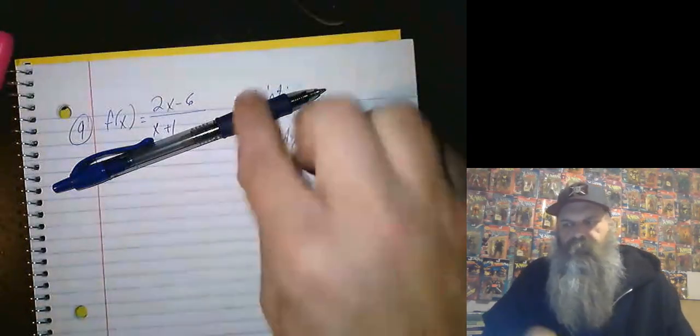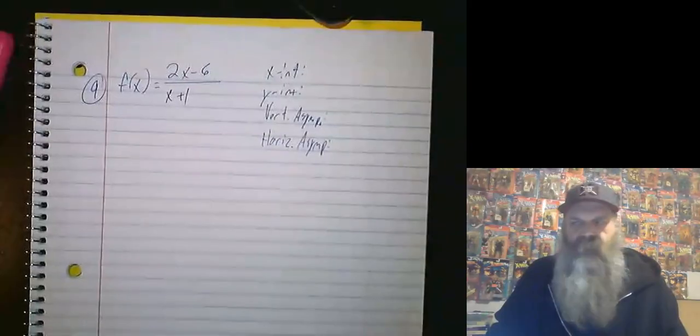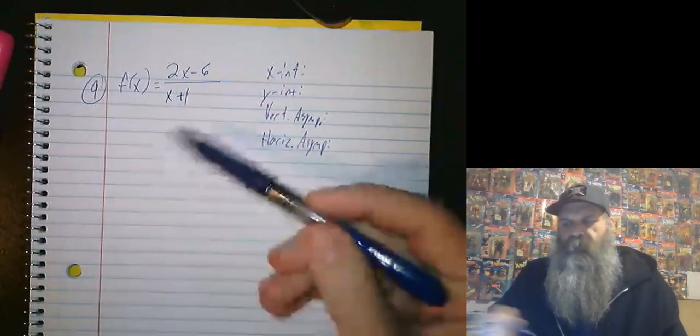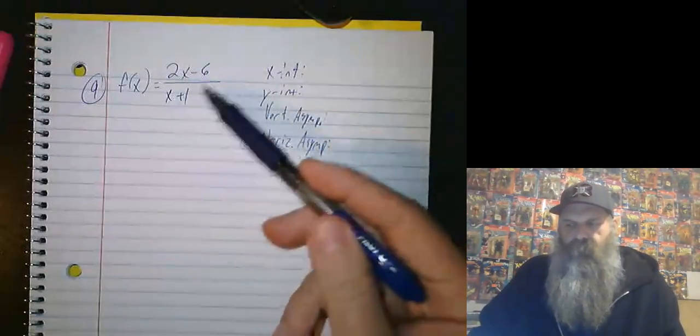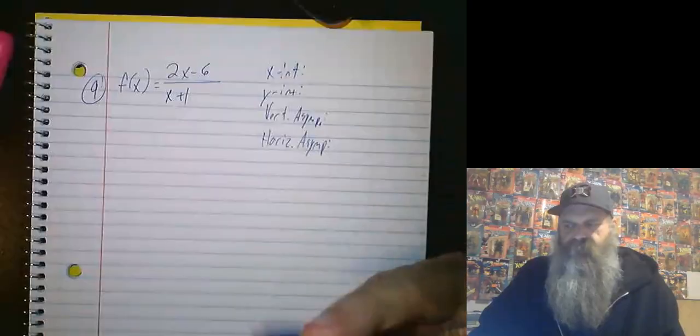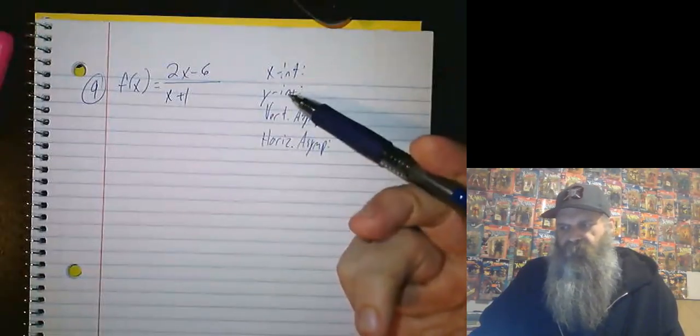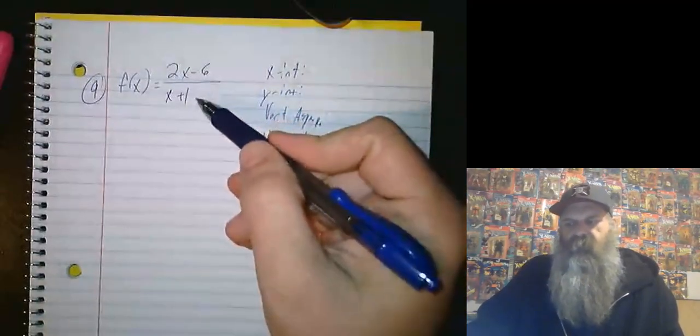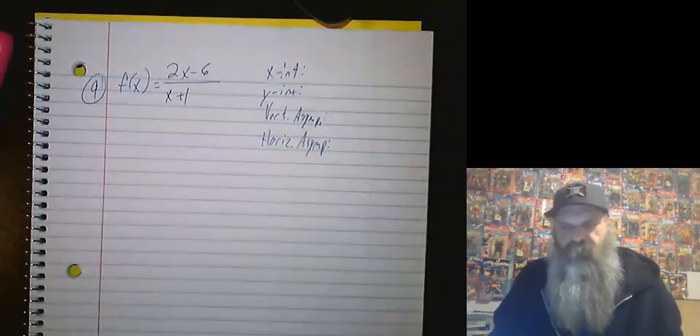All right, let's take a look at some more questions. From the review, here's number 9. We're asked to find the x-intercept, y-intercept, and the asymptotes of this rational function.